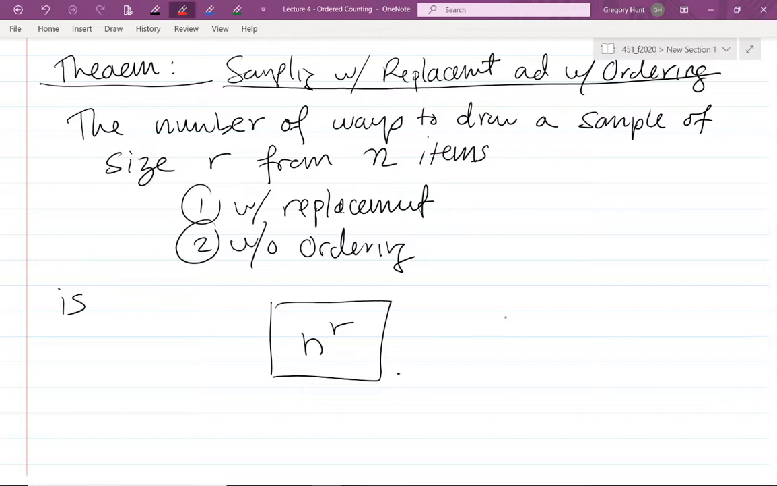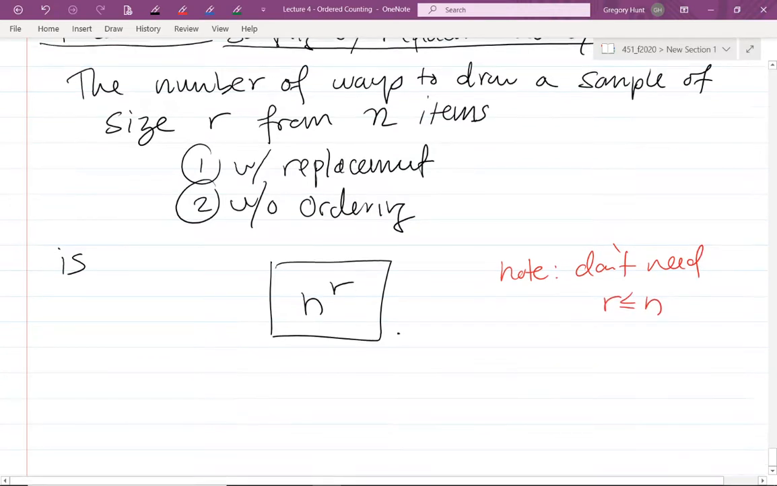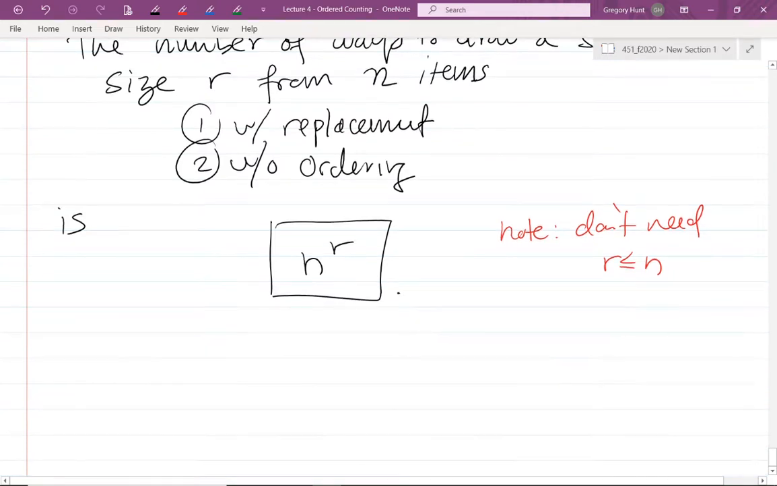Notice here that we don't need r less than or equal to n. In the previous theorem, we needed r less than or equal to n. In this case, since we replace it after each draw out of our sample, we do it with replacement. We can draw a sample of more things than we have in our population, because we're not changing the number of things from which you draw at each point.